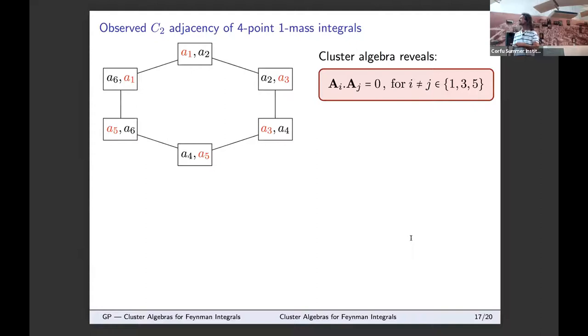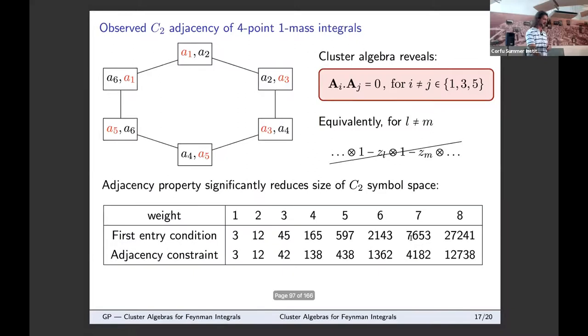The cluster algebra revealed for us that there are indeed this type of adjacency relations, where A1 can never appear next to A3, A3 not next to A5, and so on. And you see indeed that A1 never appears together with A3 in a cluster. So this is consistent with the notion of cluster adjacency. And this was something that was not observed. These integrals and these functions were known for a long time. No one had observed this. So we did learn something new about them.